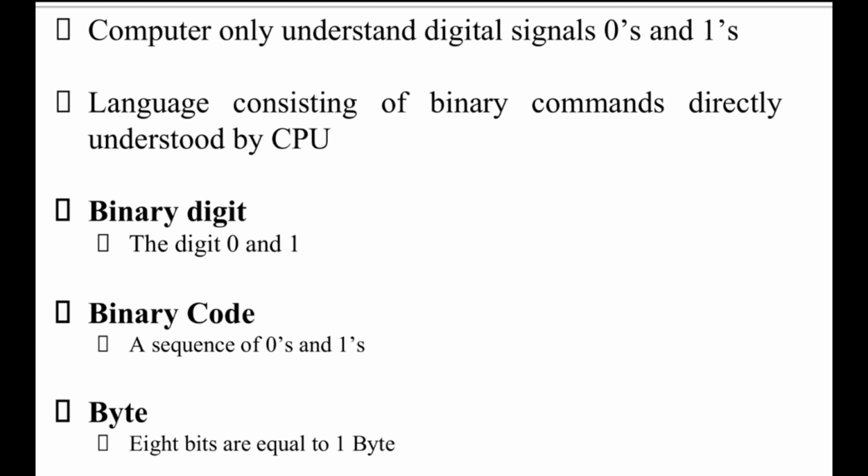Computer only understands digital signals, zeros and ones. Language consisting of binary commands directly understood by CPU. Binary digits are known as zeros and ones. Binary code, sequence of zeros and ones, byte. Eight bits are equal to 1 byte.